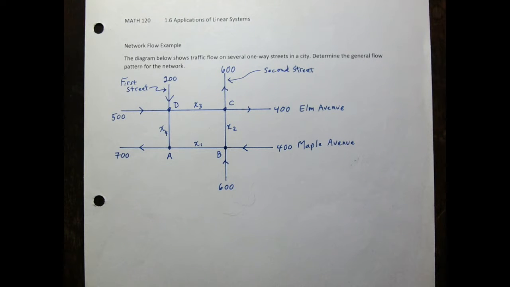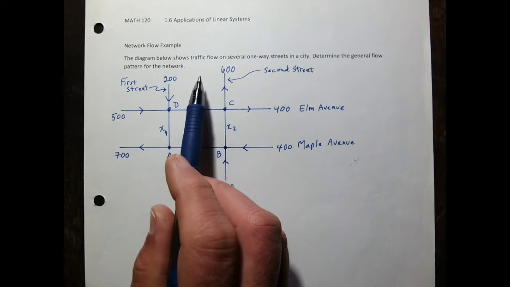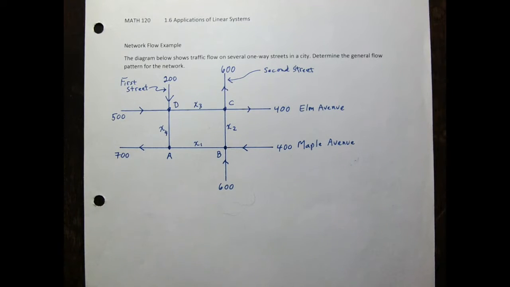Section 1.6 contains several examples of applications of linear systems. We're only going to look at one, and we'll work through this exercise that's on a handout, a PDF posted in Canvas. It's an example of a network flow. So the diagram below shows traffic flow on several one-way streets.